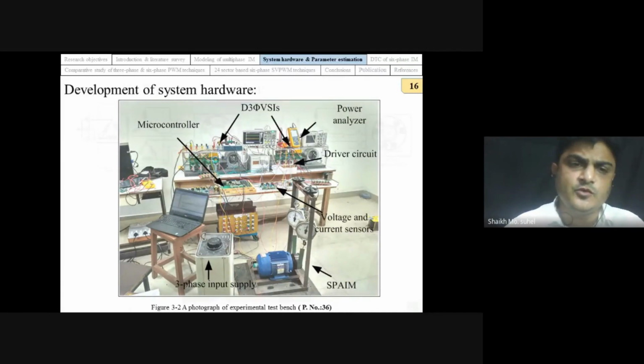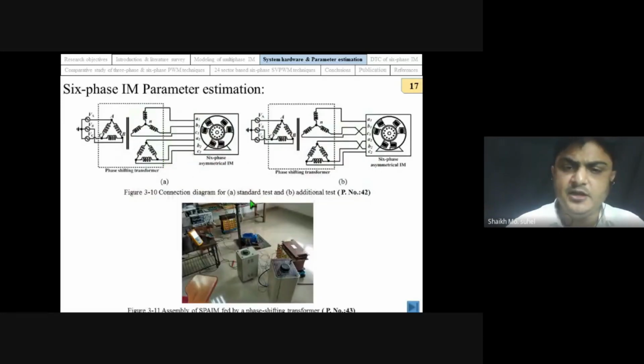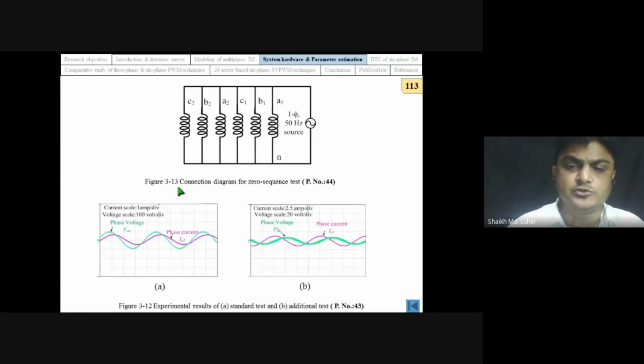Remember, we also want to measure the parameters. For parameter measurement, we require the conventional star-delta transformation to ultimately get an asymmetrical three-phase supply, and because of that, we have used delta-star transformation. This is the connection of the delta-star transformation. This is used to perform the standard tests, what we call the no-load and blocked rotor tests. In this particular case, we also need to perform the zero sequence test. So these are the connections and these are the results.